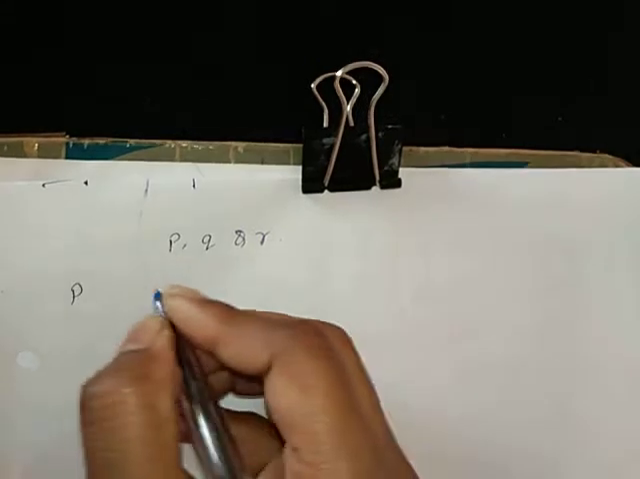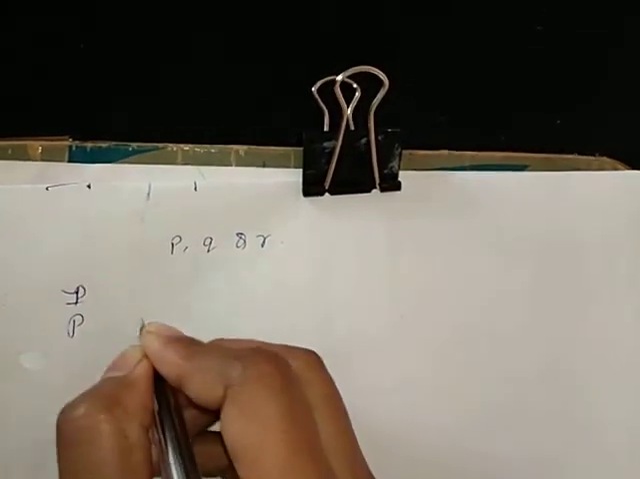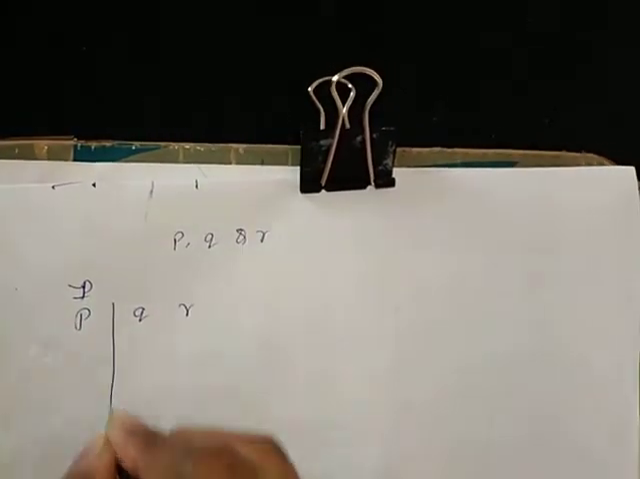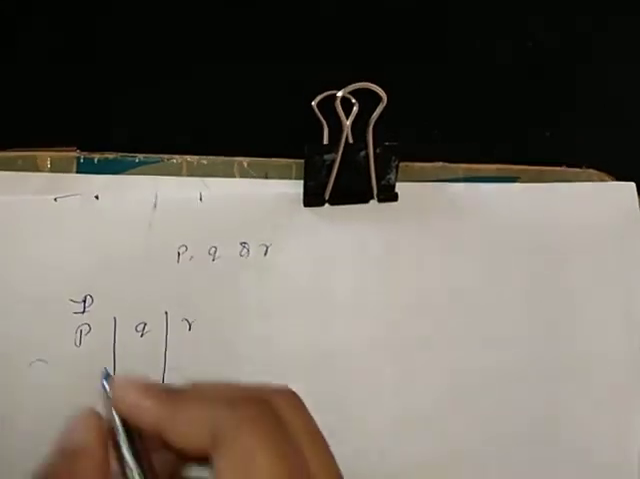To state the law, we are constructing the table here. For any three propositions P, Q, R, I am going to construct the table for P, Q, R. First we have to assume the possible truth values here.